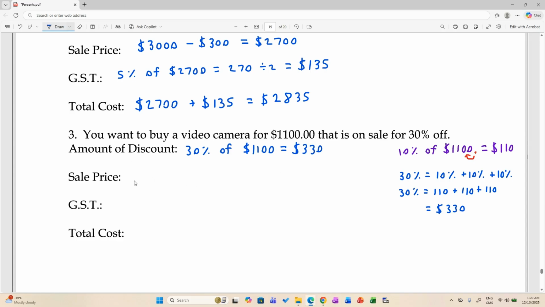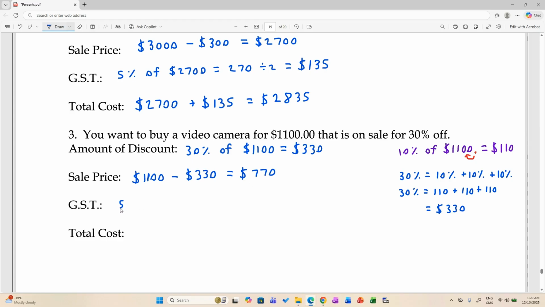Great, we found the amount discounted. Now let's find the sales price. The sales price is the regular price subtracted by the discounted amount. So 30% off is $330. I subtract that from 1,100, and I'm going to get $770. Okay, great.